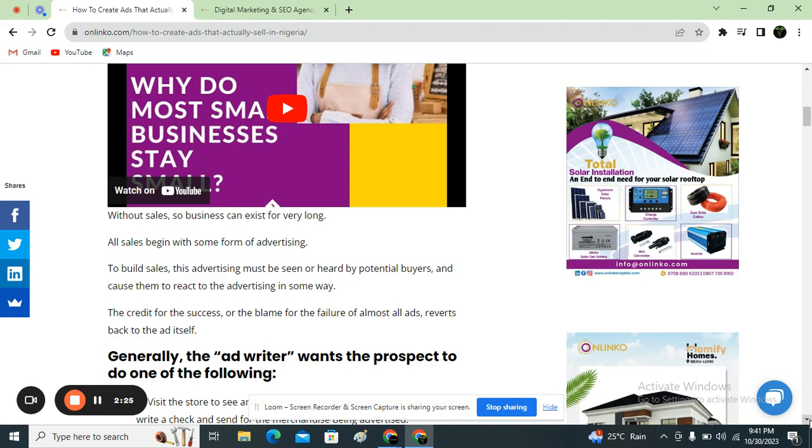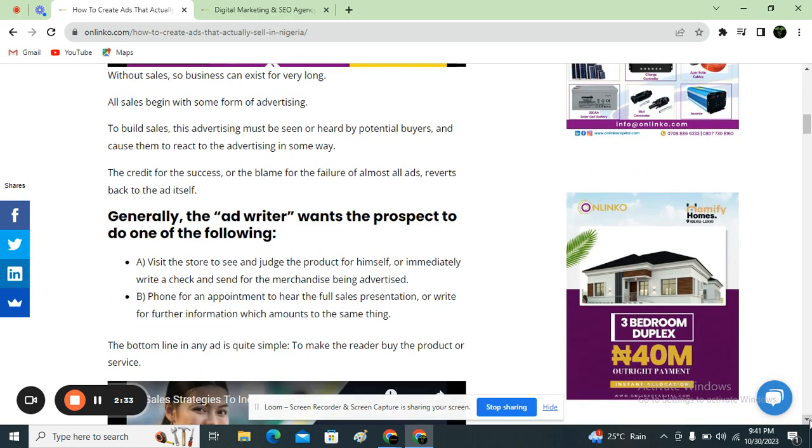The credit for the success or the blame for the failure of almost all ads goes back to the ad itself. Generally, the ad writer wants the prospects to do one of the following. Any Facebook ad you see, any Instagram ad you see, we want the potential client to visit and judge the product for himself, or immediately write a check and send for the merchandise, be it a property or a service. We want them to visit or place a call, saying I need the product or service immediately. Two, phone for an appointment to hear the full sales presentation or ask for further information, which amounts to the same thing. That is what every advertiser is hoping to get when they put their ad out there.